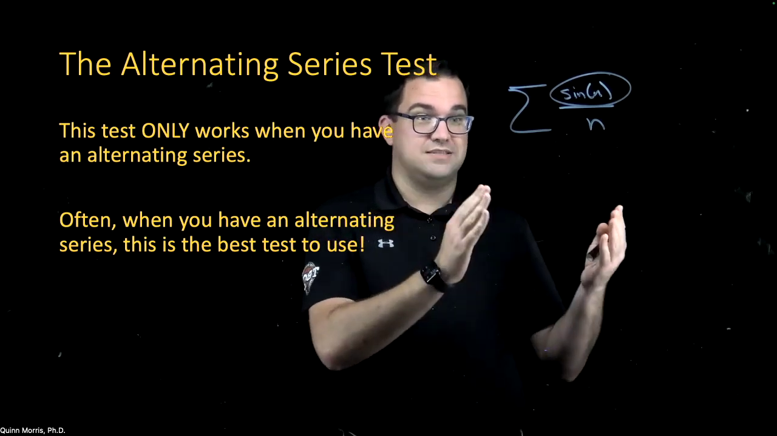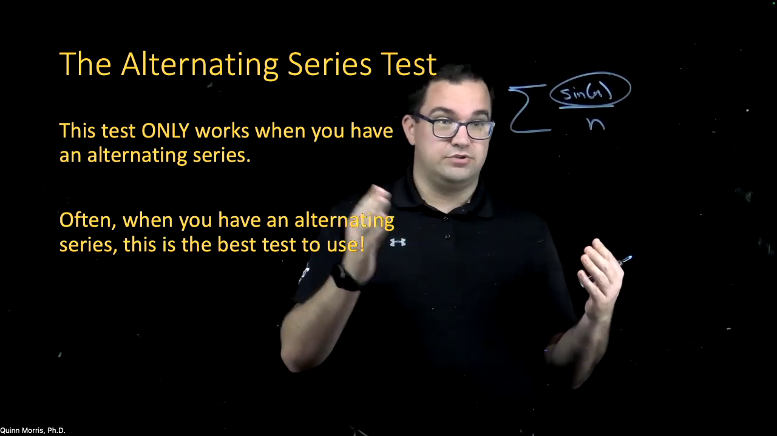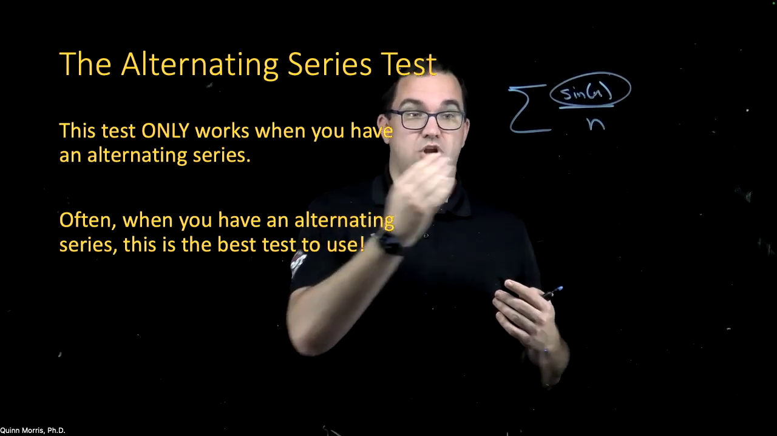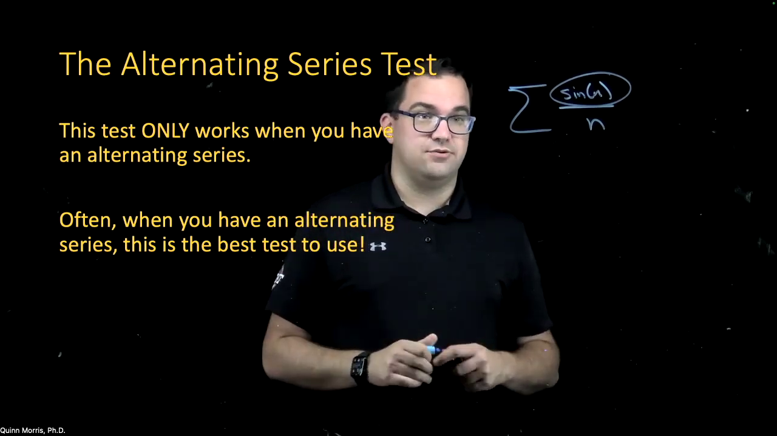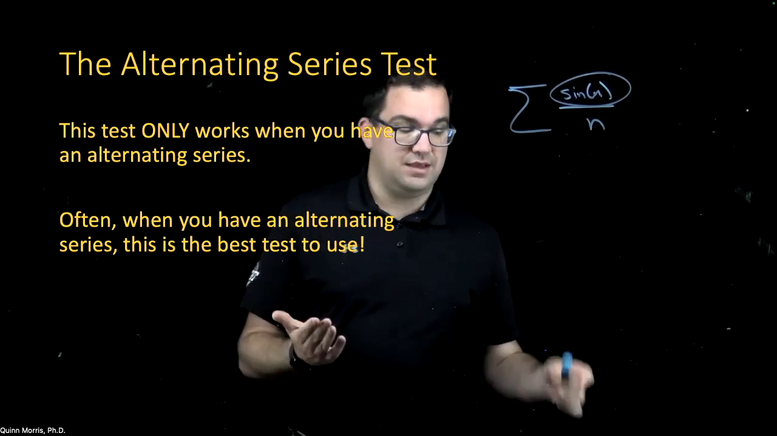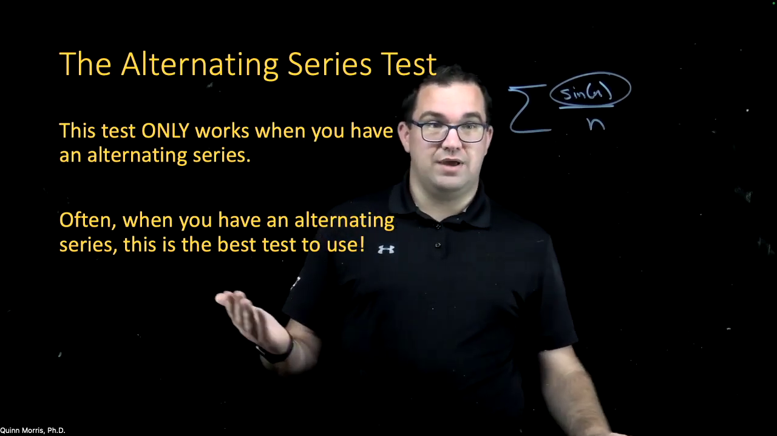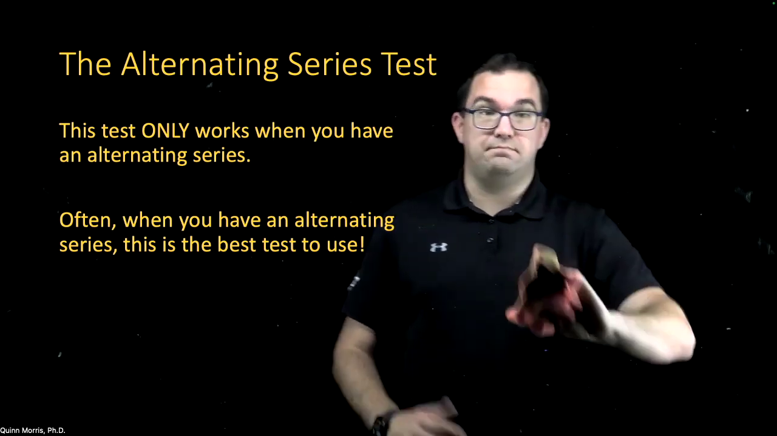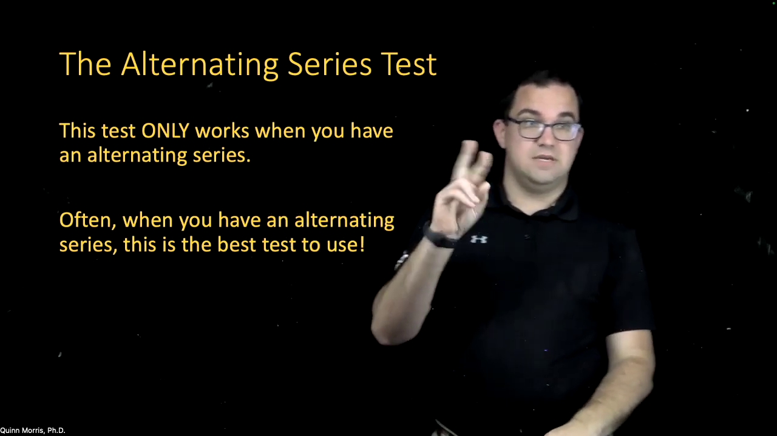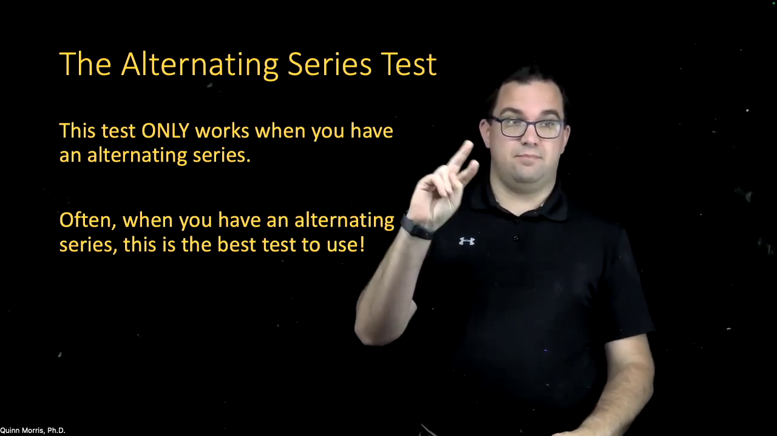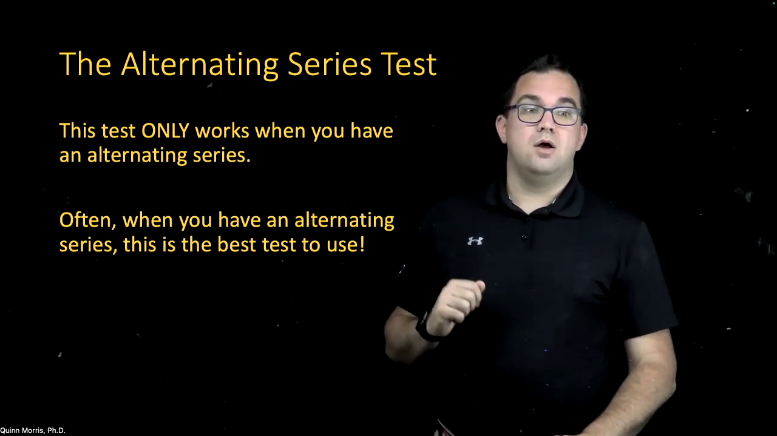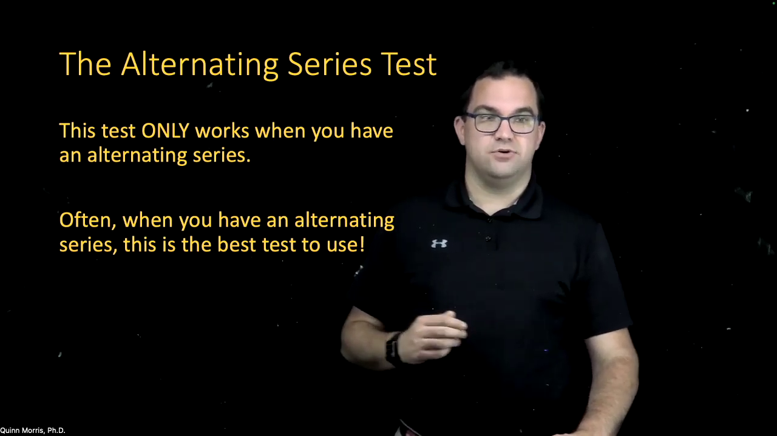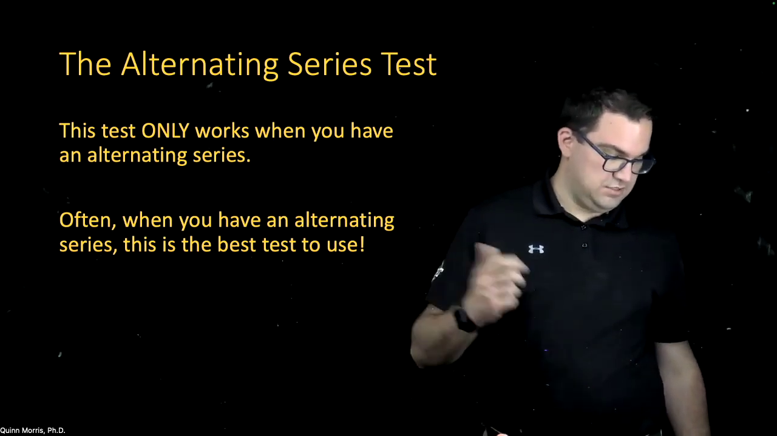So since it includes both positive and negative terms, I can't use things like comparison or limit comparison or the integral test. Because it's not alternating, I can't use the alternating series test. So far, the only test we could even think about using would be the absolute value test, but we saw that that wasn't very helpful either. So the alternating series test is great, but you have to be working with an alternating series, where signs alternate between positive, negative, positive, negative, okay? The good news is, often when you have an alternating series, this is the best test to use.